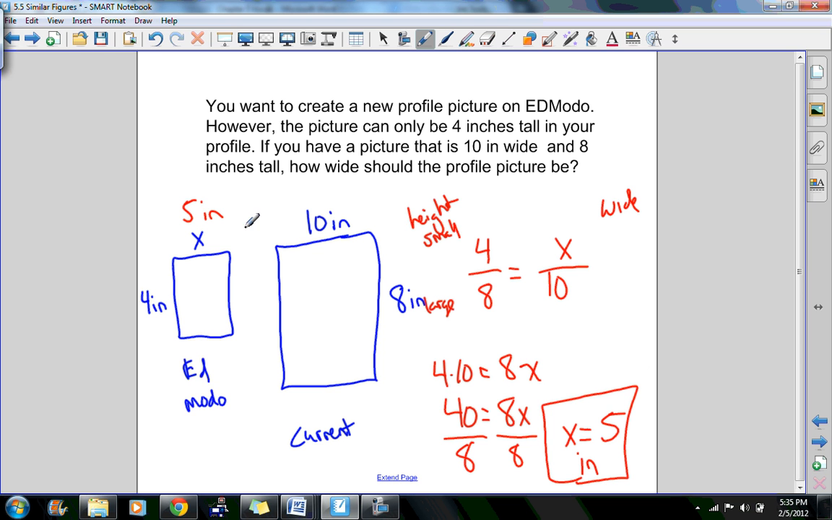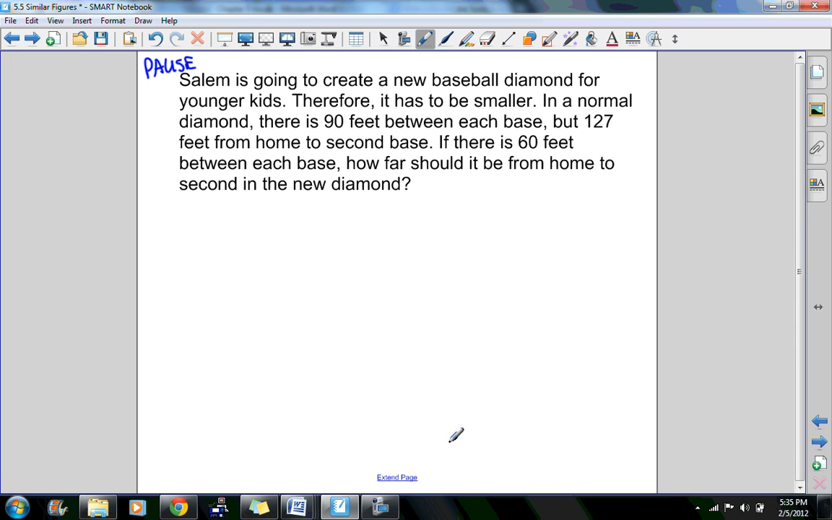It seems very realistic. So I'm going to have you try your own story problem, pause it and give it a try, and then I'll come back and we'll work on it together. Alrighty, so we're back. Problem says, Salem's creating a new baseball diamond for younger kids, therefore it has to be smaller. But in a normal diamond, there's 90 feet between each base, but 127 feet from home to second. If there's 60 feet between each base and the new diamond, how far will it be from home to second?